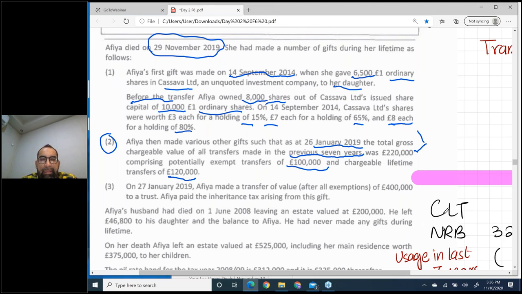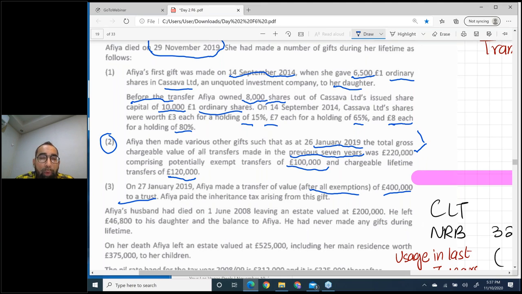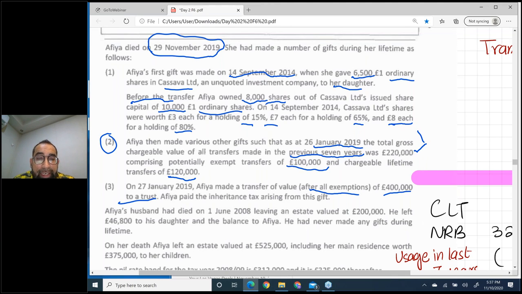Now, point number 3 is connected to point number 2. On 27th January 2019, Afia made a transfer value after all exemptions, thank God, annual exemption now already deducted, of 400,000 to a trust. This is a CLT. Afia, the donor, paid the inheritance tax arising from this gift.